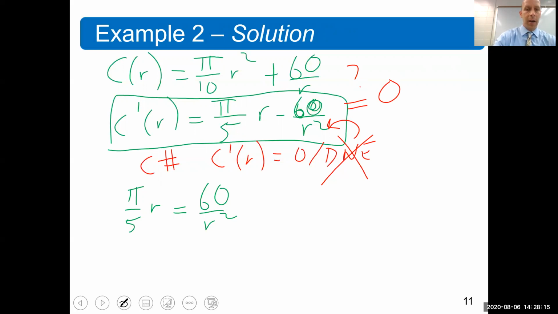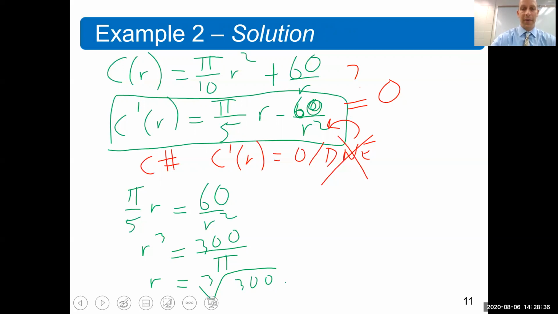You're going to end up getting r cubed equals 300 over pi. And then, of course, you got to do the cubic root of that. So r is equal to the cubic root of 300 over pi. It's not letting me write this here, guys. This is an over pi here. There we go. Sorry. By the way, that decimal is approximately 4.571, and this is centimeters. So I'm telling you right now, you could check that.